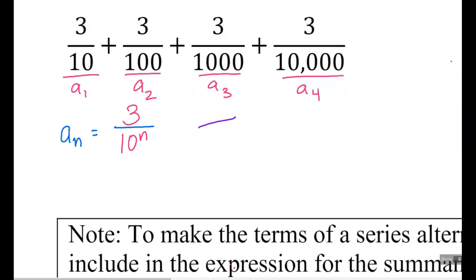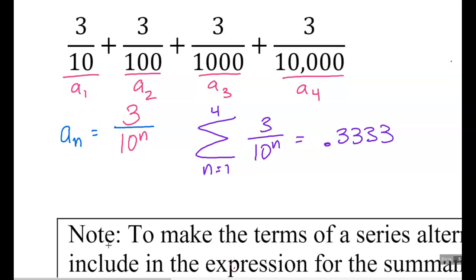Okay, so now let's go ahead and write down our series. We're starting with term 1, going to term 4 of 3 over 10 to the n. And when I put that in the calculator, it just gives me 0.3333 actually.